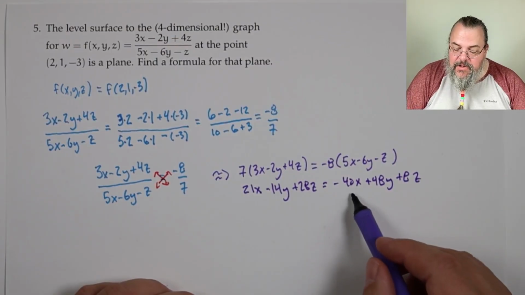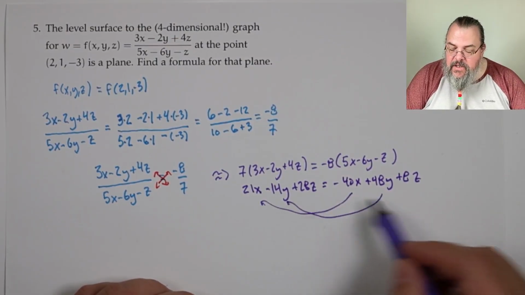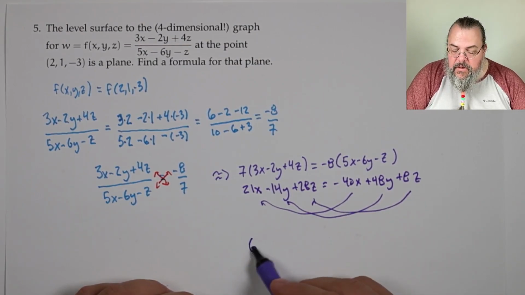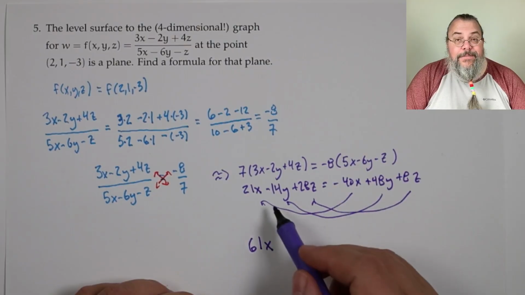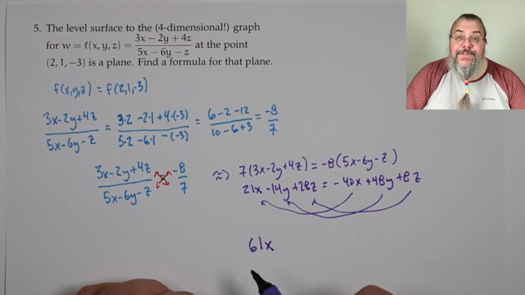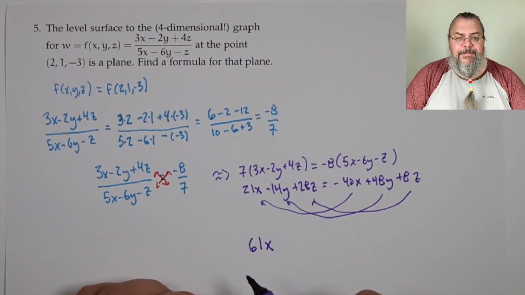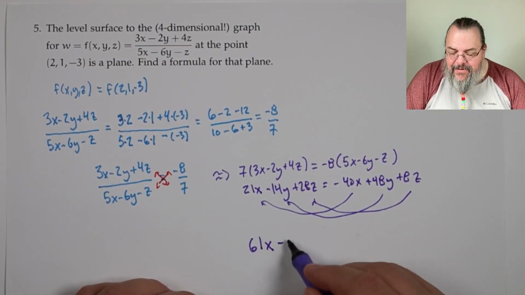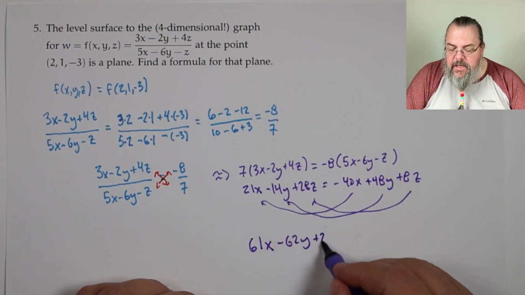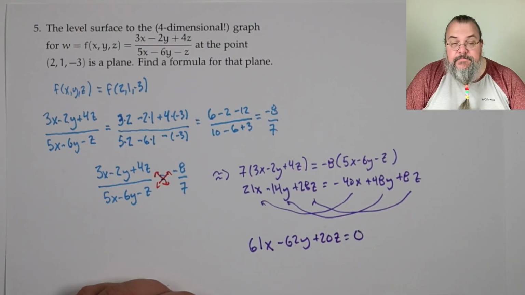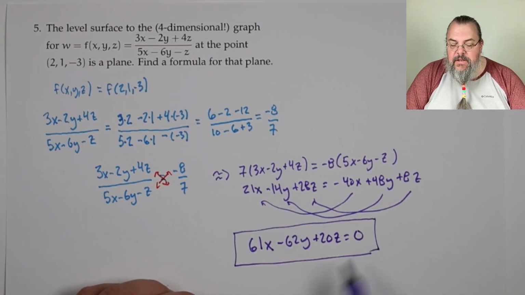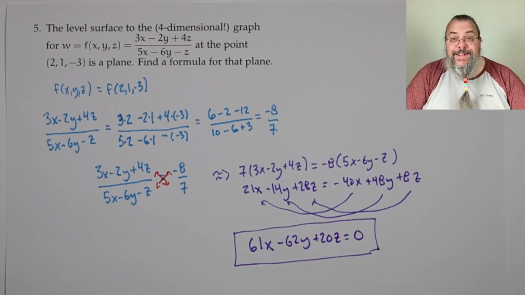And now we just start moving things across and see what we get. So we're going to add 40, so that gives us 61x. Subtract 48. 14 subtract 48 will be 62. So minus 62y. 28 subtract 8 will be a 20. And we've used everything up. So 61x minus 62y plus 20z equals 0. And there's our formula for the plane.